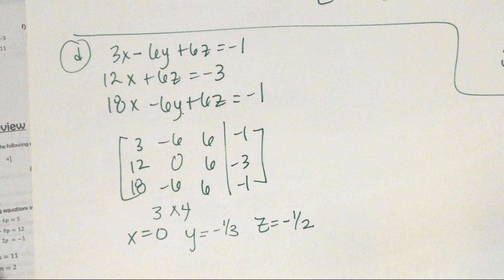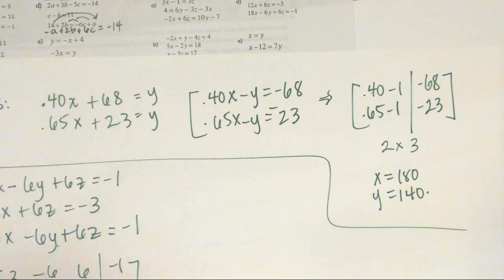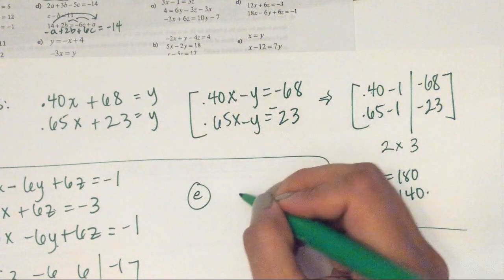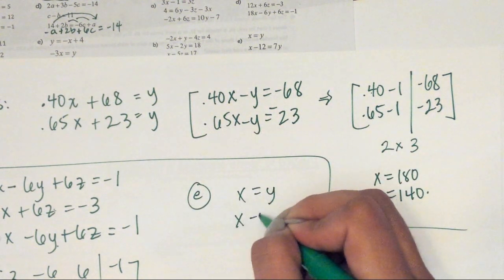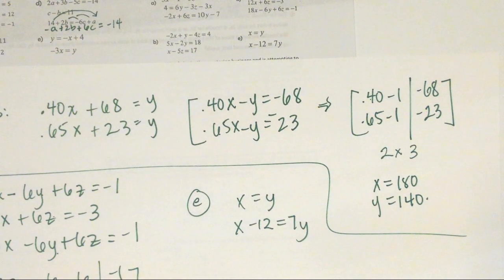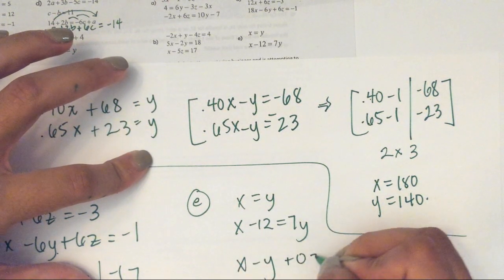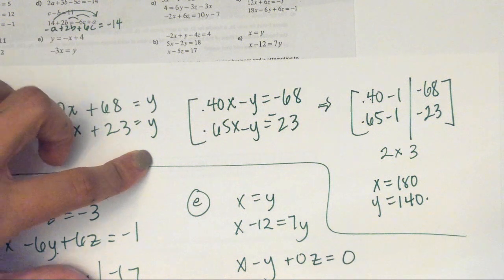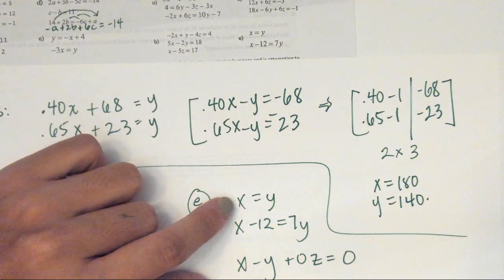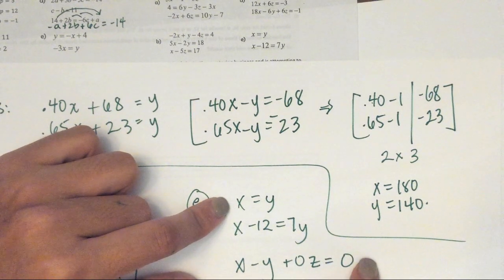Alright, so last one is E. So I have x equals y. X minus 12 equals 7y. Alright, so this one's a little funky because it looks kind of like it's missing stuff, but it's okay. Remember, get your letters, your variables all on one side. So I'm going to write x minus y, put 0z equals 0 for my first equation because I don't have a z variable and there's also no number value, so I move everything to the left and then put a 0 for the right.